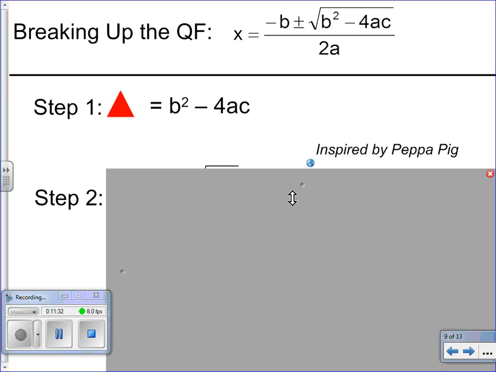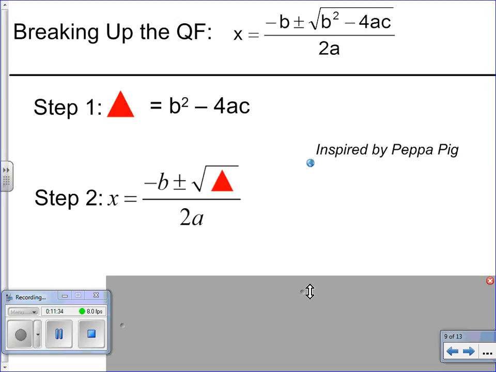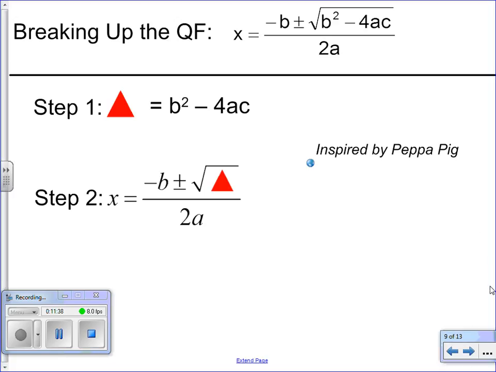But step 2 is then to just plug that in. So notice from the top, instead of having all that stuff at once, I've simplified it. So now in my final quadratic formula, I just have to do the opposite of b plus or minus the square root of our discriminant all over 2a. And this formula looks a lot nicer.